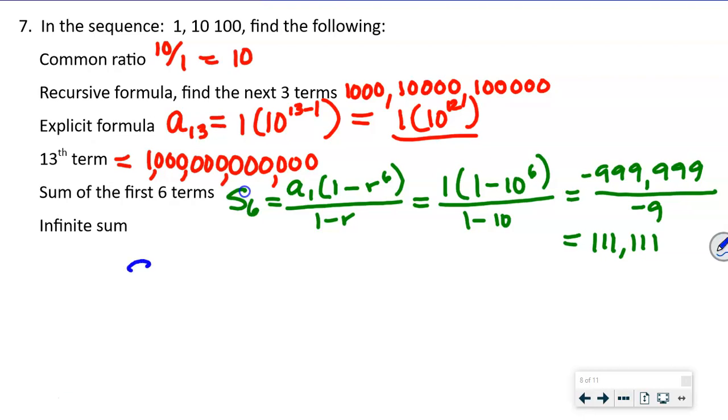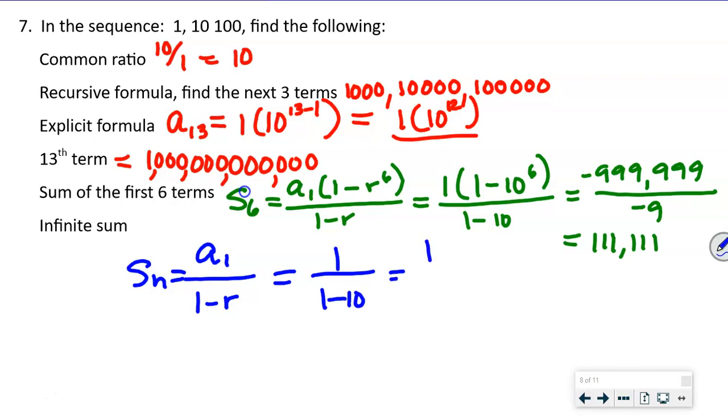The other one is going to be s sub infinity, and this one again, remember, is going to be a1 divided by 1 minus r. So this is going to be our first term, which was 1 divided by 1 minus 10, which is really going to be 1 over negative 9, which would be negative 1/9, or negative 0.111 again.